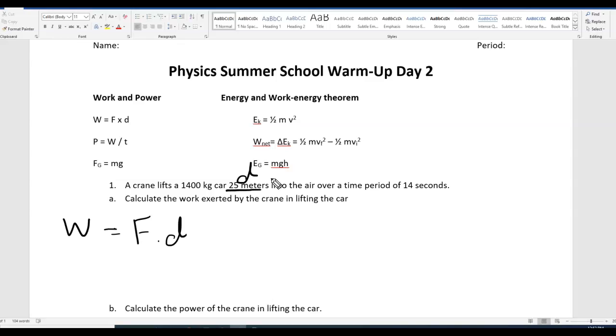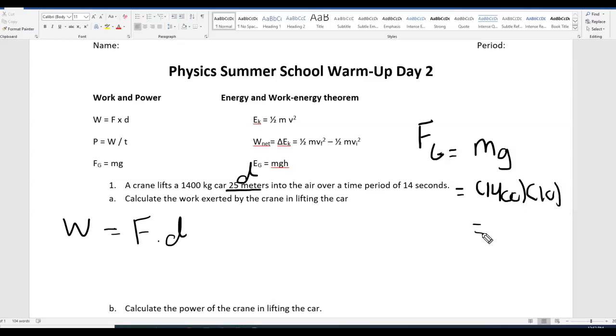You need to know, because it was in the notes, that in order to lift a car, the force that you have to apply to lift the car is equal to the weight, aka the force of gravity, of the object. Now that force is mg, the mass of the object, times g, the acceleration due to gravity. So that would be 1400 times 10.